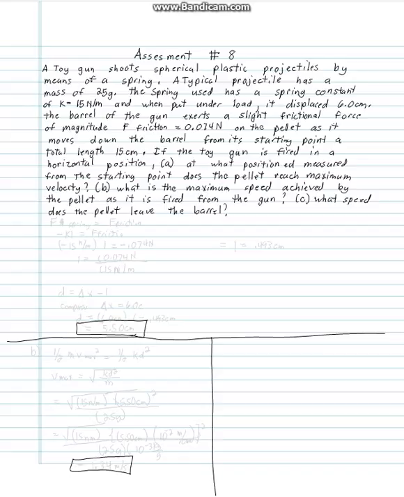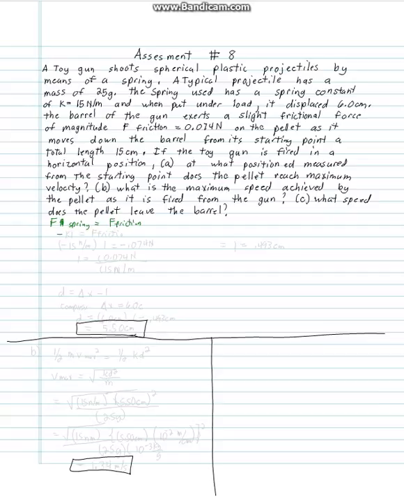Alright, to figure this out, the distance at which the maximum velocity of the pellet occurs can be calculated by comparing the force of friction and the force exerted by the spring. We'll call this distance little l. So our formula will be: the force of the spring is equal to the force of friction.